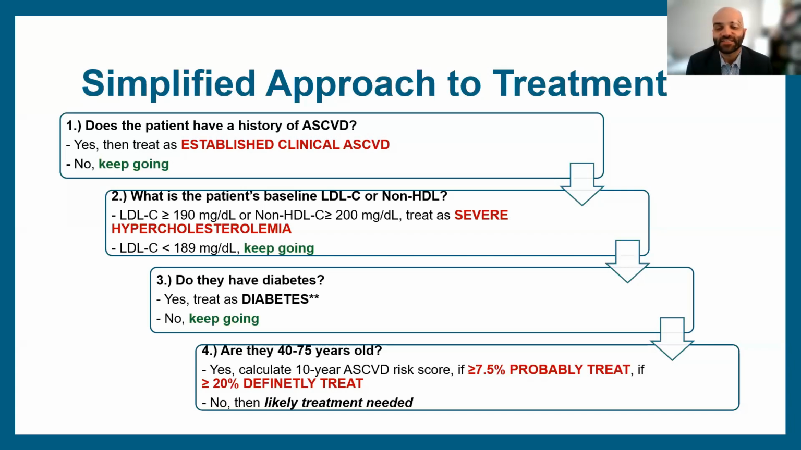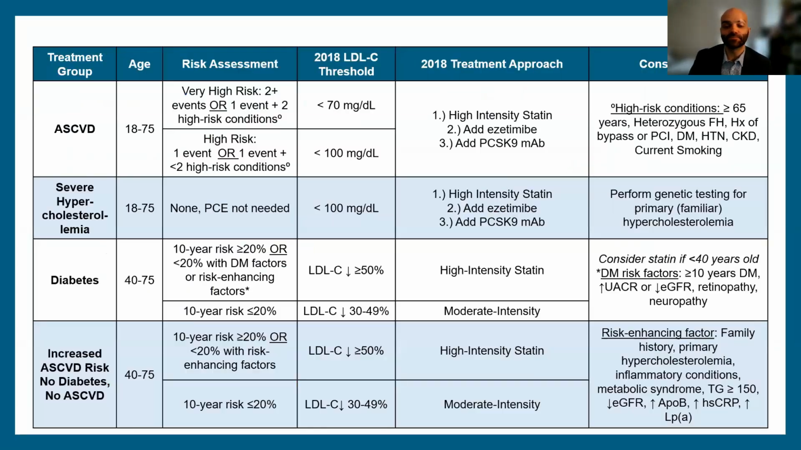And then lastly, as we consider our everybody else group, those with 40 to 75 with a 10-year ASCVD risk score, we'll talk a little bit more about that pooled cohort equation shortly, of greater than 7.5%, that we probably should treat if they're above 7.5 and definitely treat if they're above 20. And if not, maybe they don't need a statin.